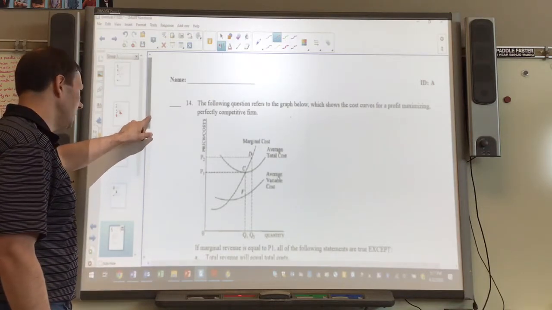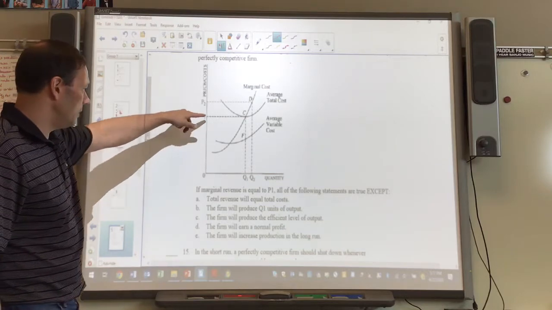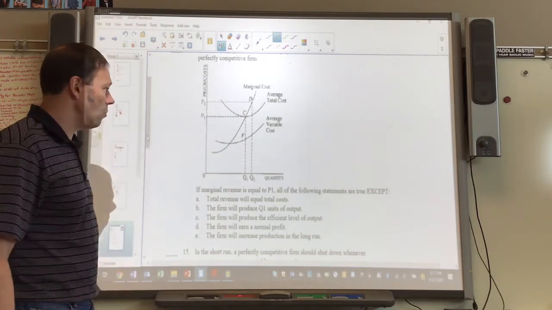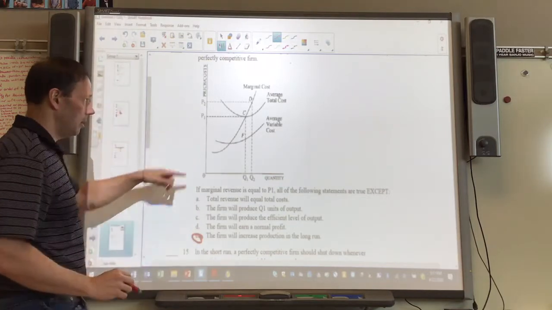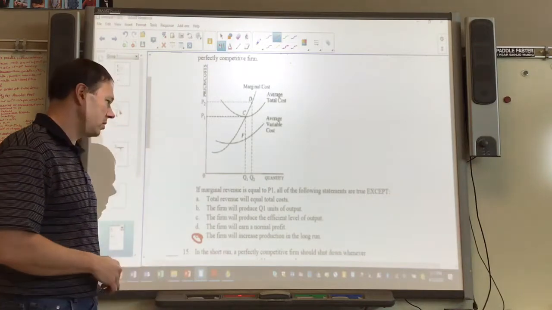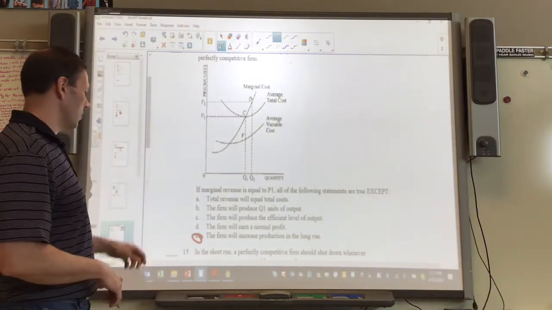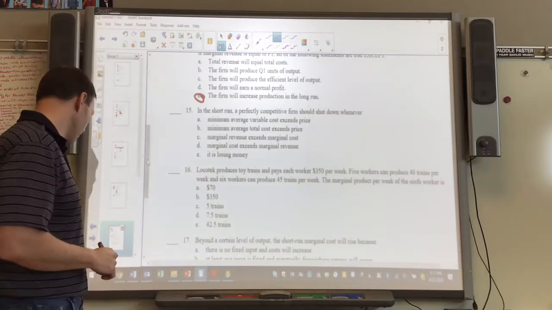Number 14, you've got another graph here. If the marginal revenue is equal to P1, all of these are true except E, because at P1 they are breaking even. They're not going to enter or exit or change what they do. They're going to stay right where they're at. No reason to change what's not broken.